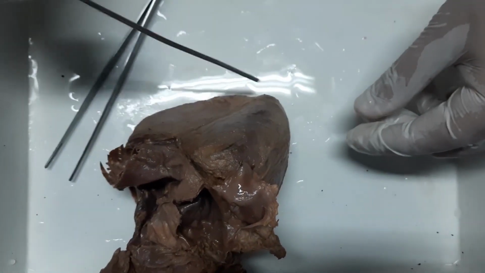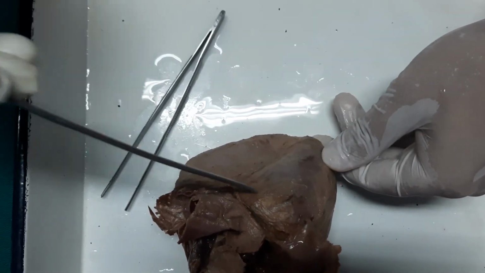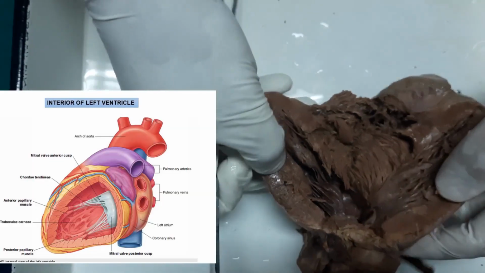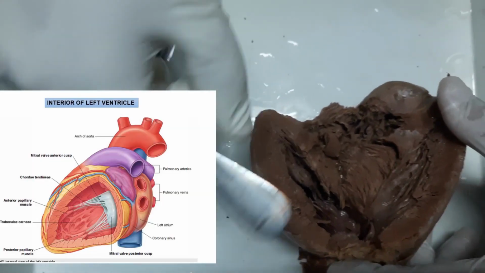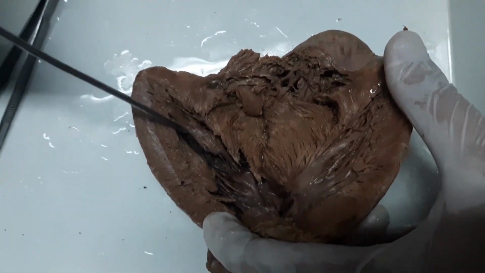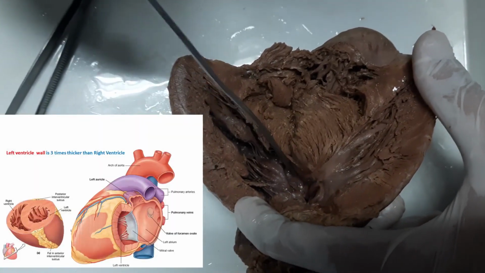Now let's come to the left ventricle. So this diaphragmatic part is mainly formed by the left ventricle. If I open this left ventricle, you can again see this is the rough part, and here is the small smooth part.